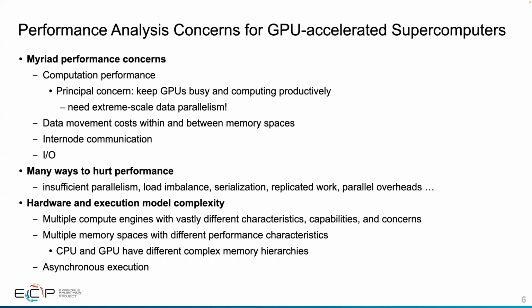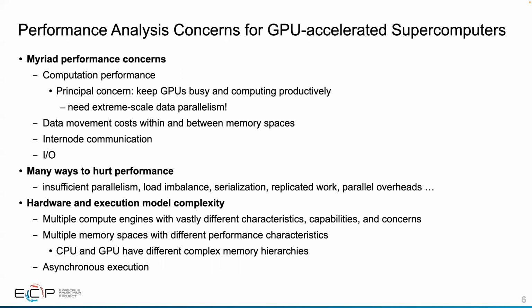Other things that are important are data movement costs, both within memory spaces. The CPU and the GPU have different memory spaces, so we're concerned about data movement costs within the CPU space, within the GPU space, and between the CPU and GPU spaces. Also, internode communication, typically using MPI, but some applications under the ECP project also use the GASNet infrastructure and UPC++.